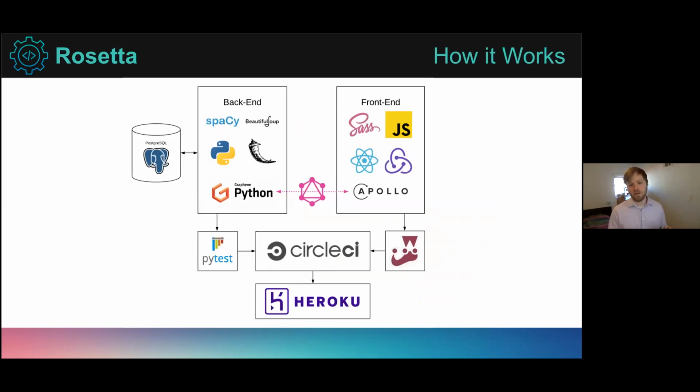Our GraphQL server was Graphene, which is queried by Apollo client on the front end. React and Redux populated our global state, React components. Sass and JavaScript were also on the front end, providing both our CSS and also our standard script. Both front end and back end were tested, PyTest on the back end and Jest on the front end. CircleCI was available for our continuous integration, and we deployed using Heroku. I'm going to pass it off here to Daniel to discuss some of our challenges and our wins.